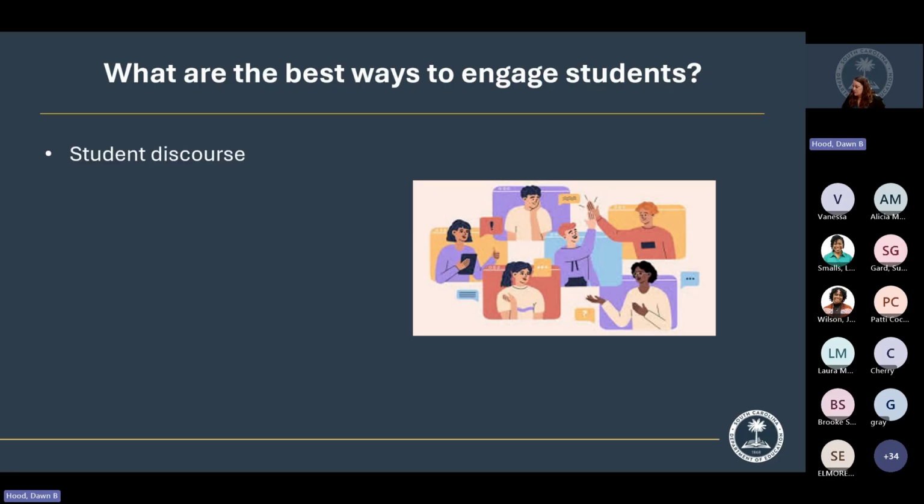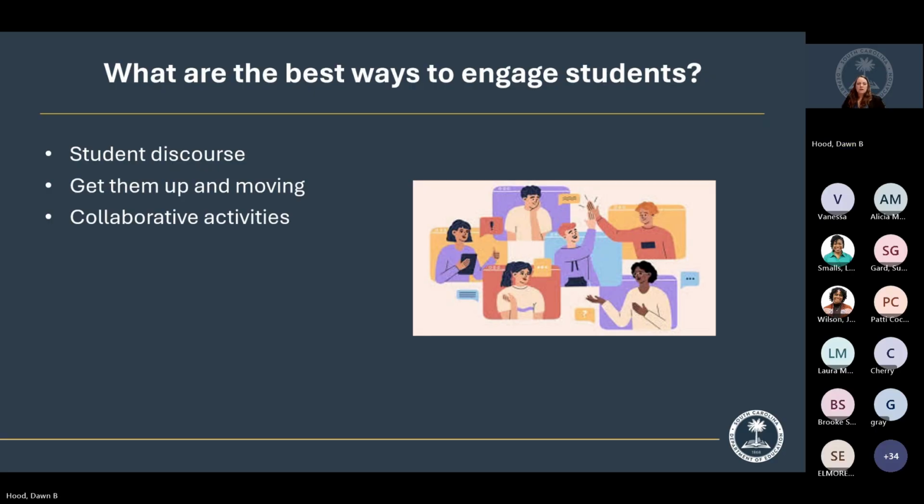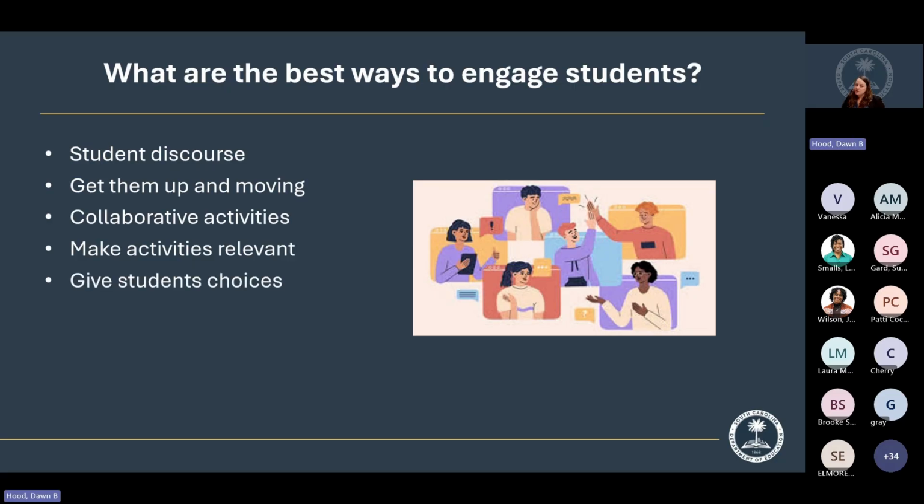So I had thought student discourse. And so you can keep going. I like looking at what you're putting in there. Then I said, get them up and moving. You said that. So far those two are in there. Collaborative activities, I think I saw that. Making activities relevant, I know I saw that. Giving students choices, not sure I saw that one, but that's another option. And then using manipulatives absolutely was in there.